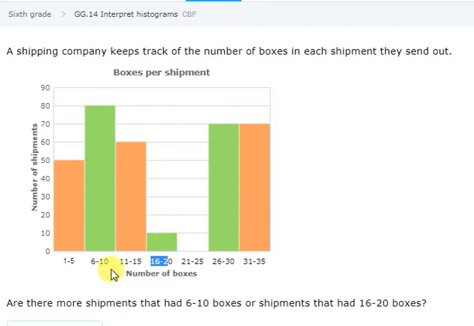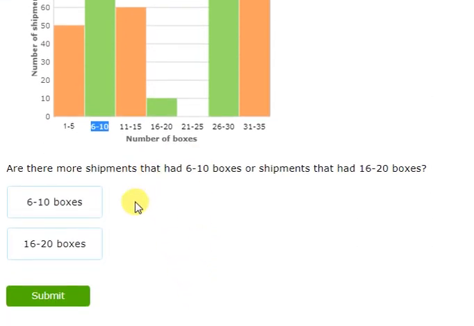So we have to look for these two bars and pick the longer one, because they are talking about more. More means the longer one. So this is the longer one. That means 6 to 8 has more shipments than 16 to 20 boxes. 6 to 8 is the right answer. Great.